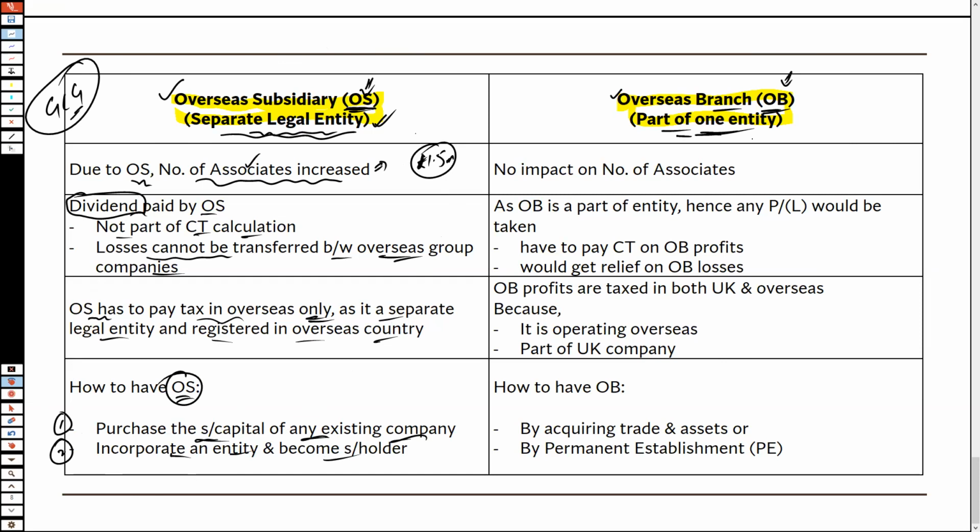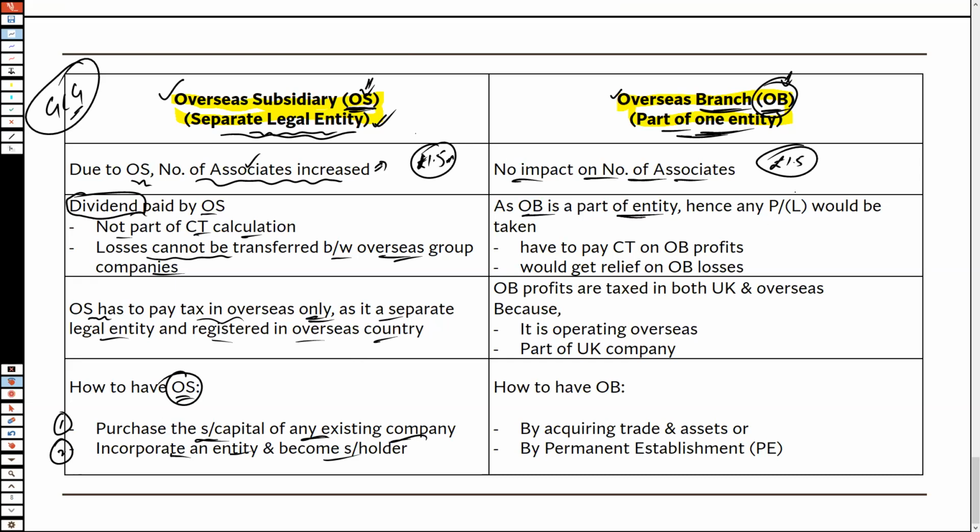For expanding overseas, the other option available is to open up an overseas branch. As it's a branch, it's not a separate company. So no impact on the number of associates, no impact on the 1.5 million threshold limit.